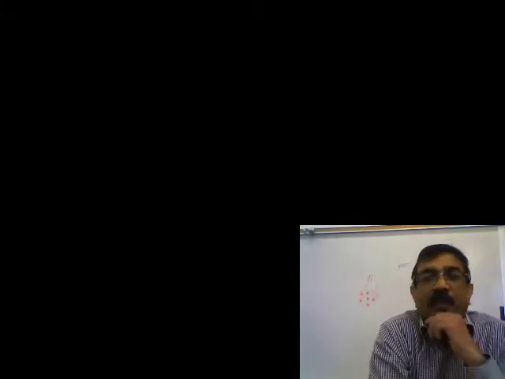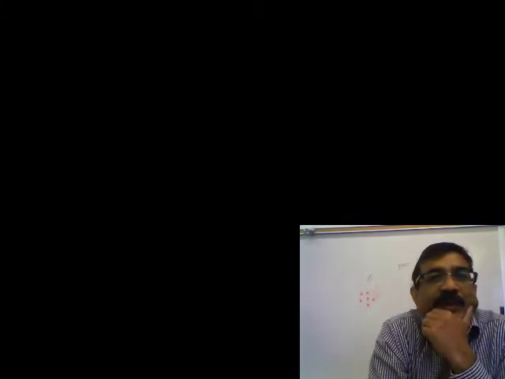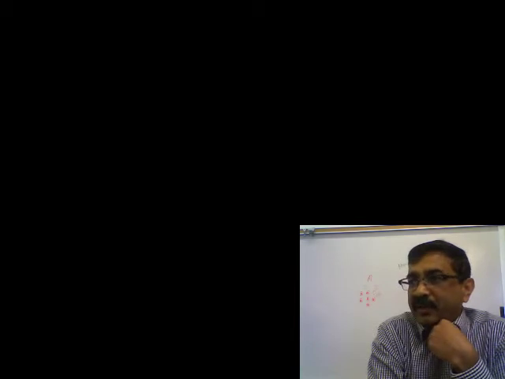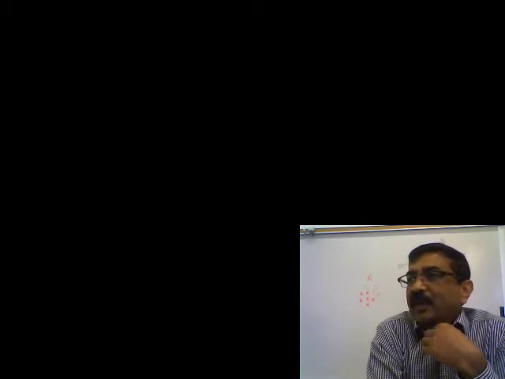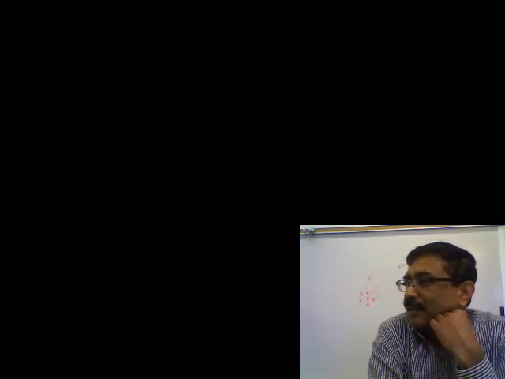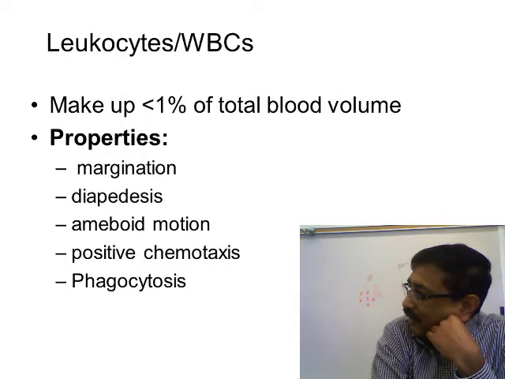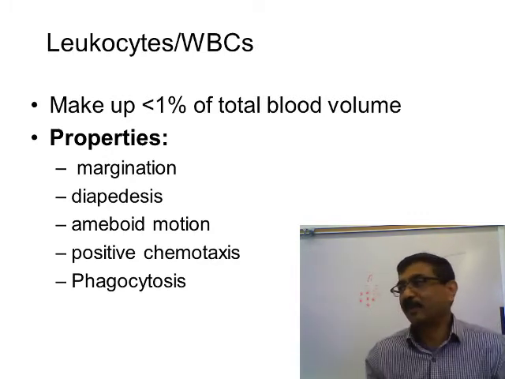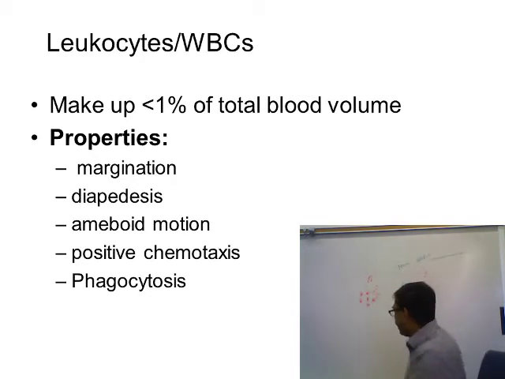White blood cells, or leukocytes. The white blood cells have some interesting properties. Those properties are only seen in white blood cells. What are those properties? Margination, diapedesis, amoeboid motion, positive chemotaxis, and phagocytosis. So if I ask you in the test, write 5 important properties of white blood cells, you will mention it.